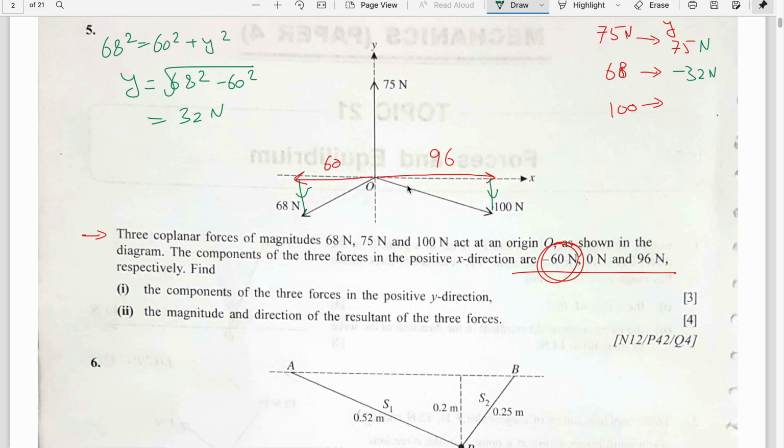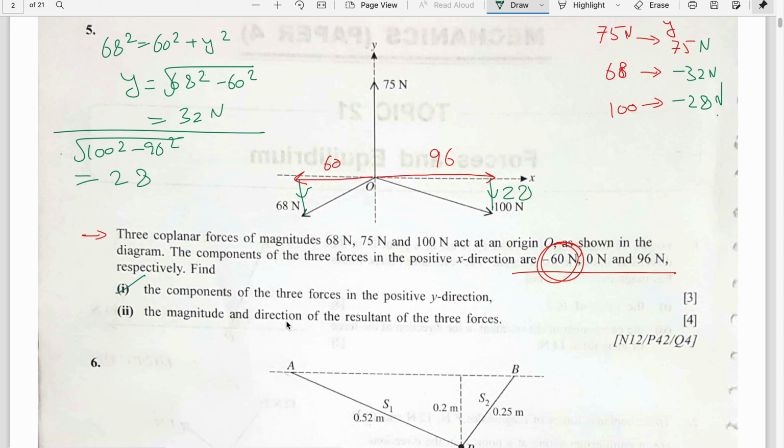And in the same way, we solve for the 100 Newton force: 100 squared minus 96 squared, whole square root. That's 28, it is downwards, so minus 28. So we are done with the first part.